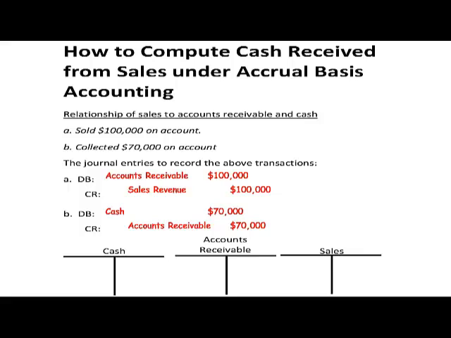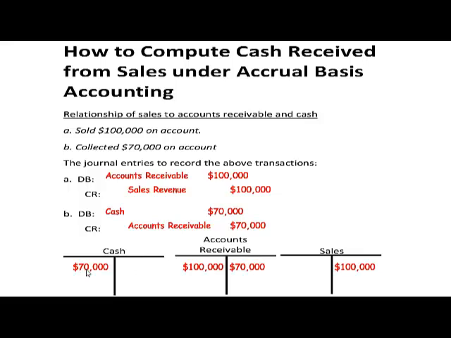What I want to do is show you when we post these journal entries to T accounts here at the bottom. So let's take a look at transaction A first. We have a debit to accounts receivable of $100,000, and we have a credit to sales, in effect sales revenue, for $100,000. Entry B, we have a debit to cash for $70,000 and a credit to accounts receivable of $70,000. Now, assuming these are the only two journal entries during the accounting period, at the end of the accounting period, we can now see the balances.